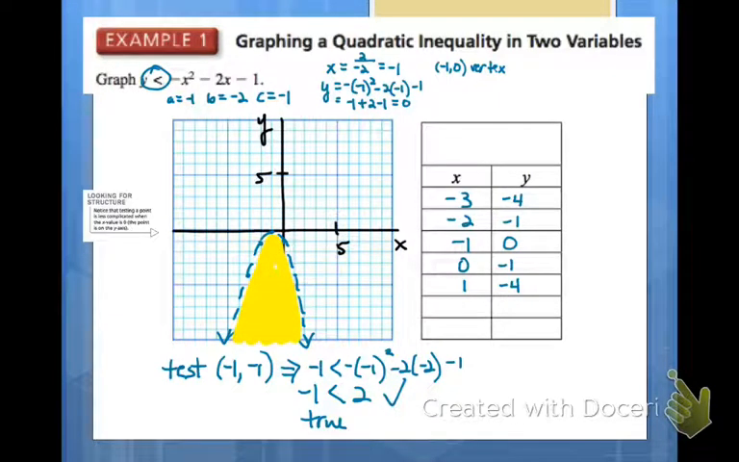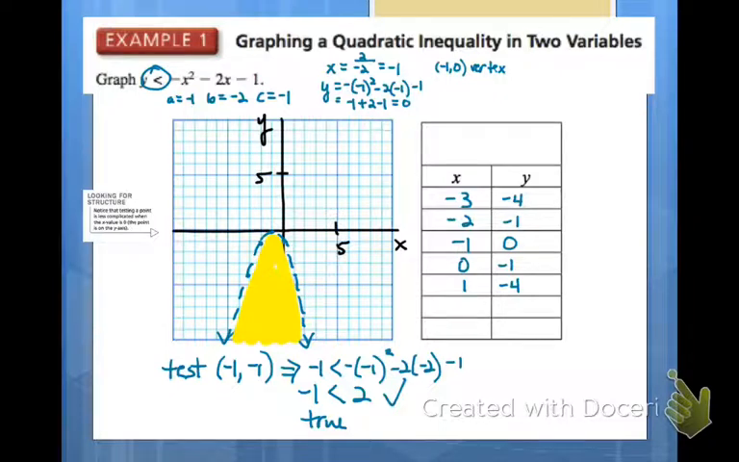There, so when you have a single quadratic inequality, to show the solution set, you're going to graph it correctly with either a dashed or a solid parabola, and then you're going to shade either on the inside or the outside of that parabola, determining which side will make that statement true.